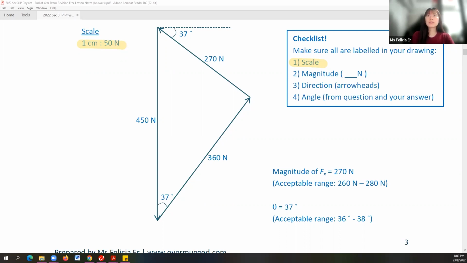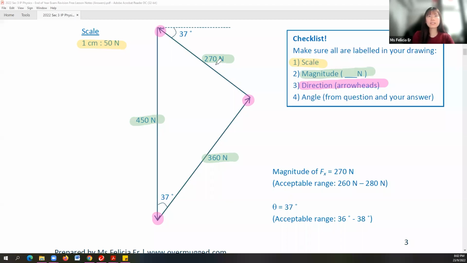Then next, it will be the magnitude. Do you have the Newton for every single line? If any of it is missing, can you don't change your answer? Can you do it as correction? So that next time when you revise, at least you know that this was the mistake that I did last time. Then next is the direction. Do you have all the arrowheads? As mentioned, should not have double arrowhead.